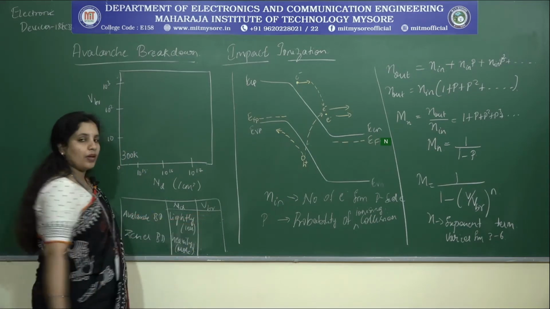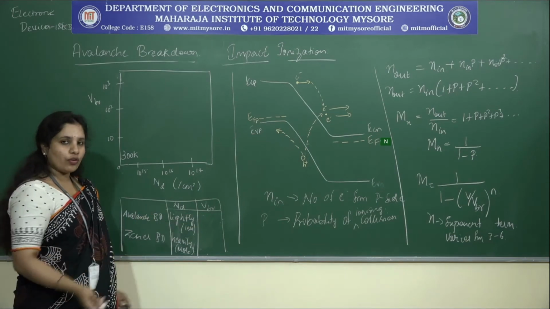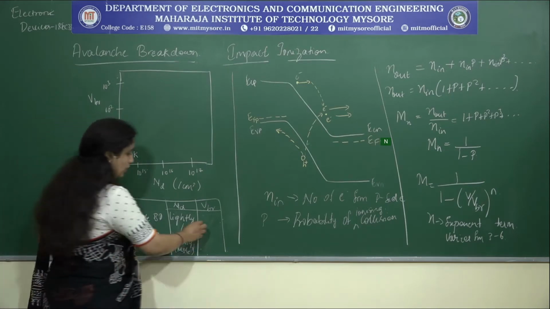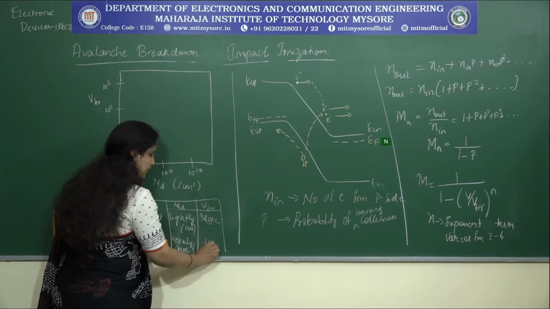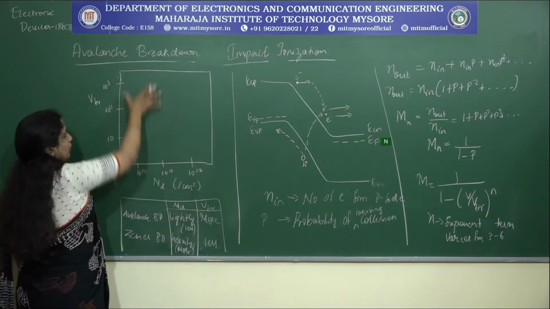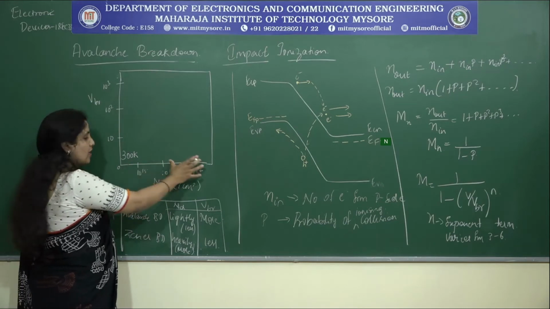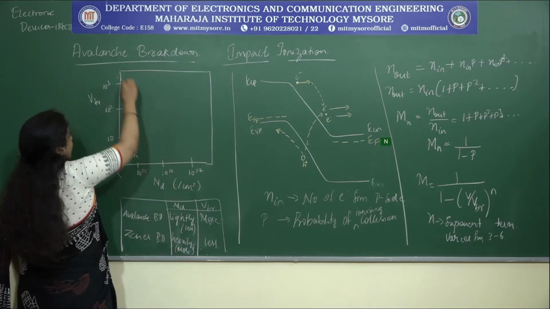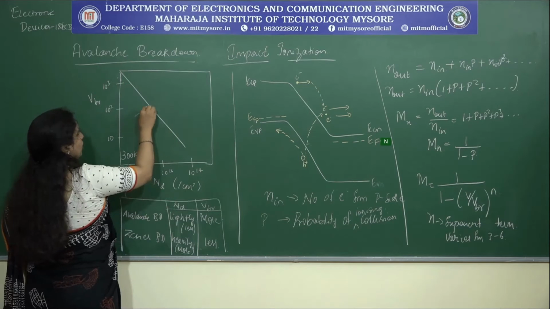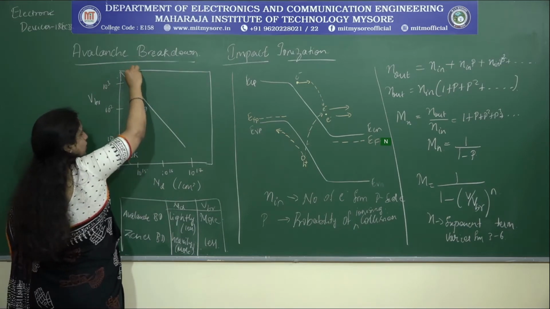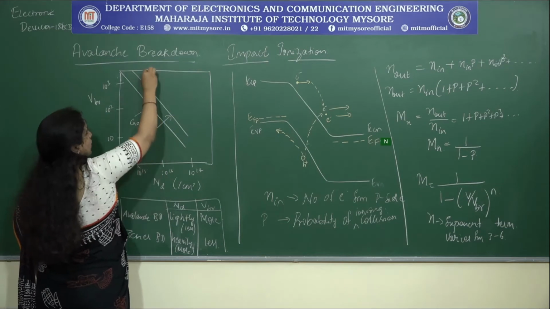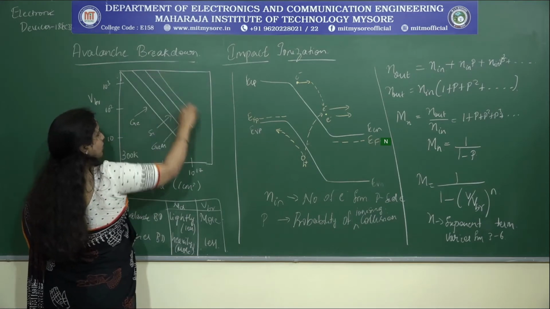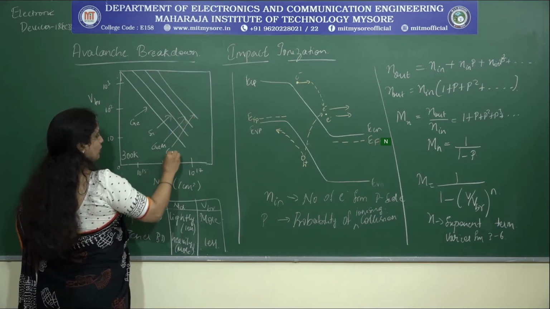Done? Now what happens to the VBR? If it is lightly doped, more reverse breakover voltage is required in order to experience avalanche breakdown. Therefore it is more here and it is less here. So up to a certain region like this, the avalanche breakdown dominates. After a certain ND value, the Zener breakdown dominates. If I want to represent that for germanium, the curve goes like this, and this is for germanium. Then comes the silicon, then the gallium arsenide, and then the gallium phosphide.